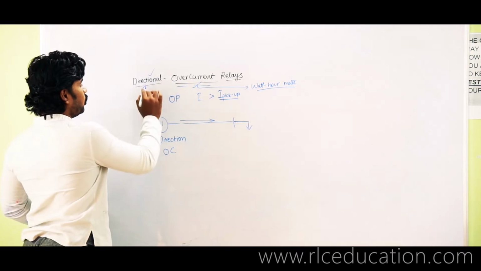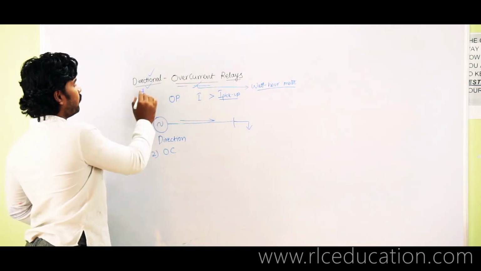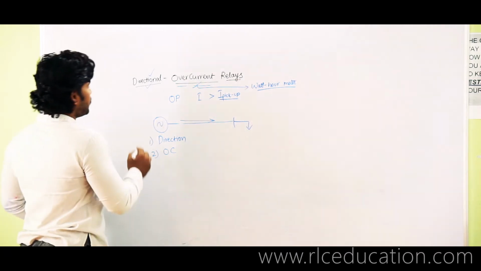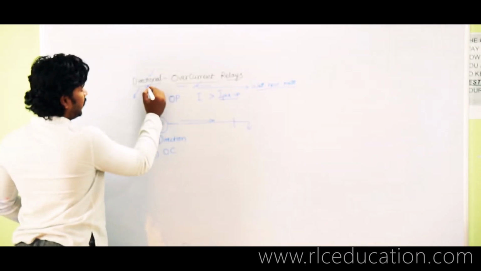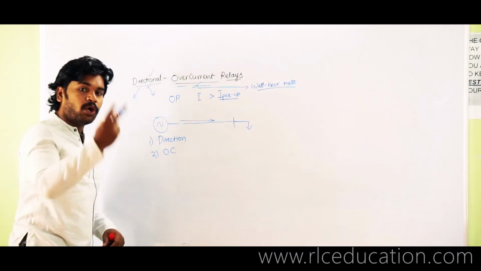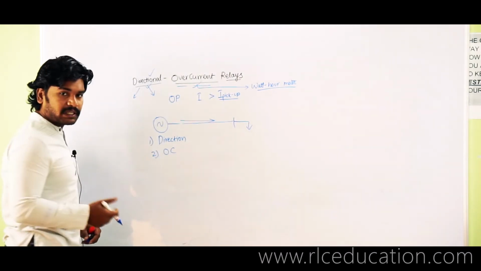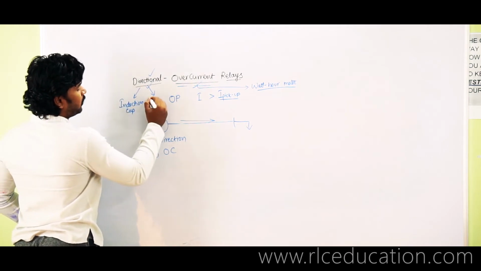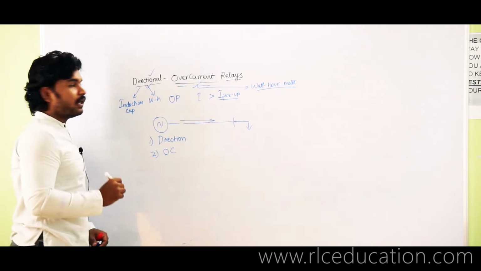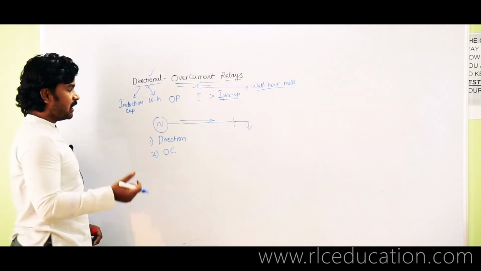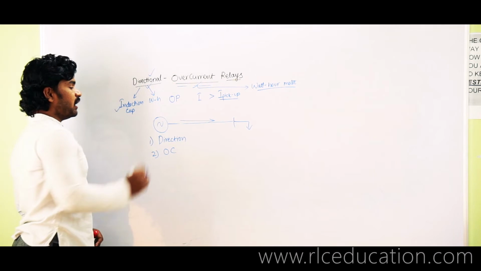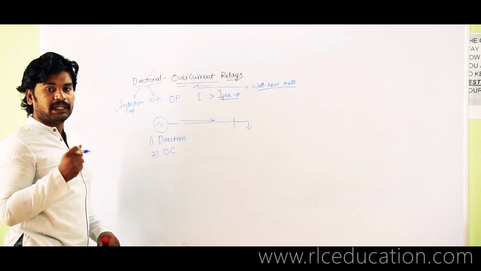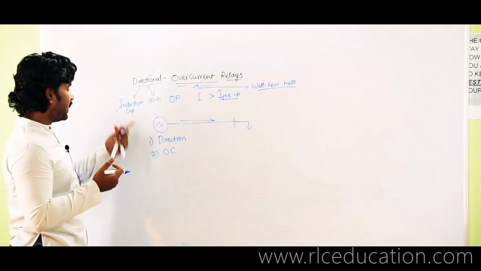But if you want to use a directional overcurrent relay, you have to add another component to this overcurrent relay, which is a directional element. The directional property can be realized by using two types of relay construction. They are basically induction type relays only. One is the induction cup type, or the same watt-hour type can also be used for directional element purposes. One advantage of using the induction cup is that the time of operation, the ability to sense the abnormal condition or the direction, will be quick.